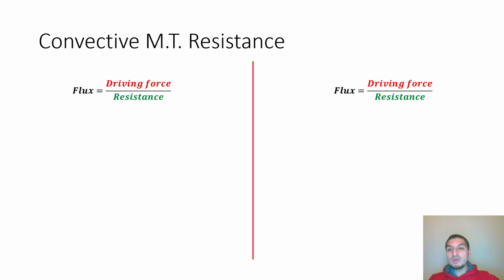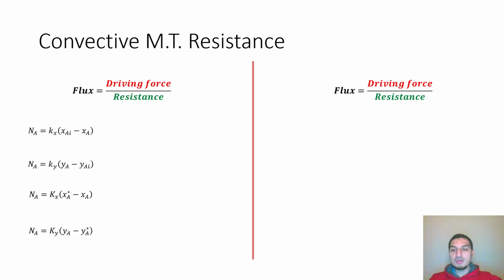So we can write the flux equation in the form of a driving force over resistance. If you write the equation in this form, you will see that, in units of mole fraction, I have the individual mass transfer coefficient in the liquid phase, in the gas phase, and the overall in the liquid phase, overall in the gas phase. So we can rewrite the equation. Of course, each one of them has its driving force.